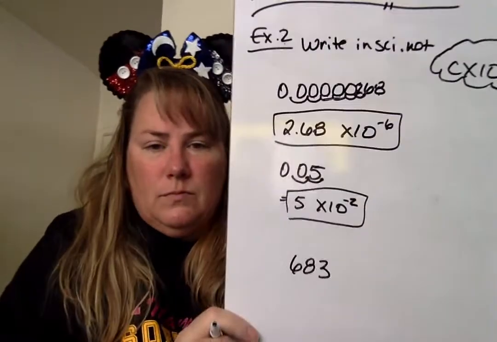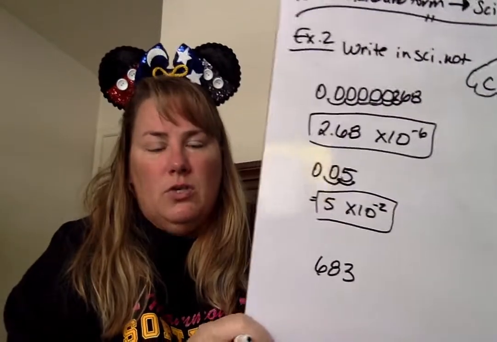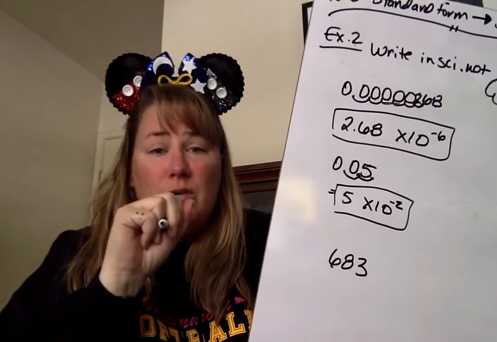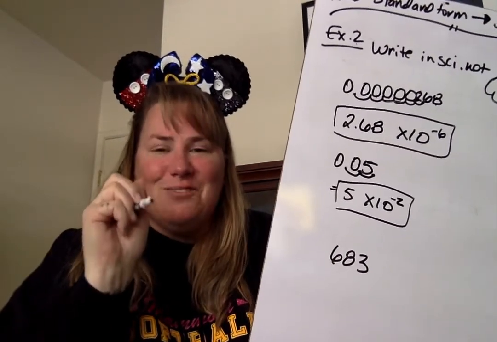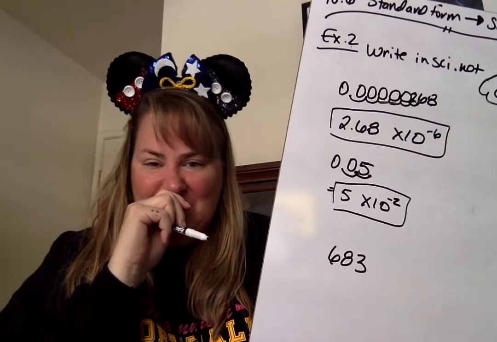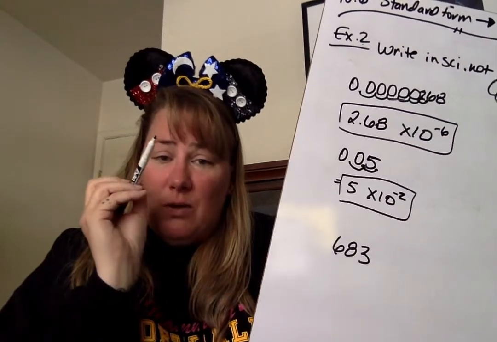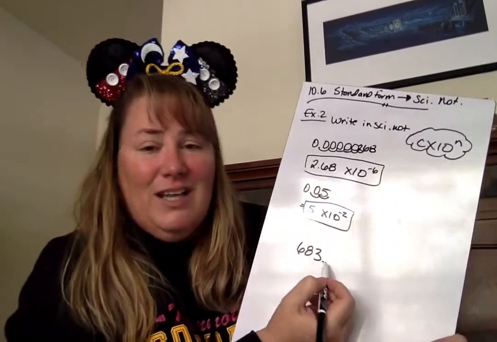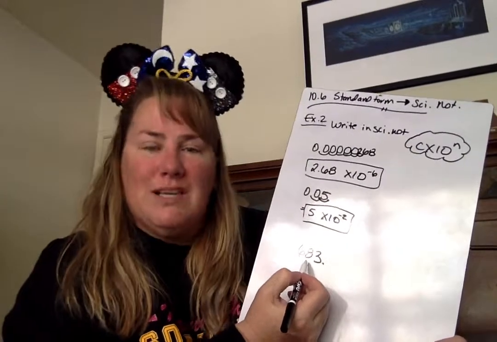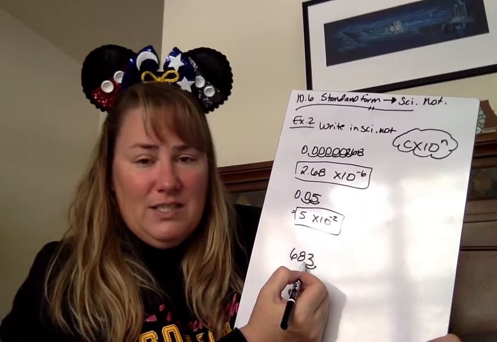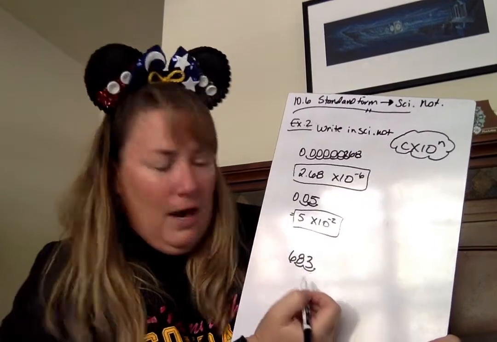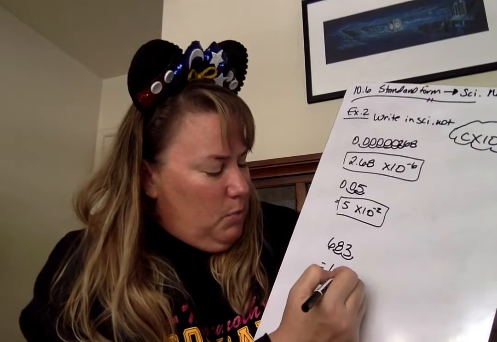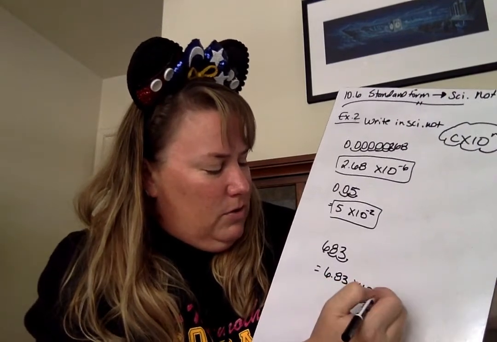683. We'll write that in scientific notation. So the first question you ask, is this number greater than 10? Or is it less than 1, greater than or equal to 0? Since it's greater than 10, that means your power is going to be positive. So you're going to start with your decimal on the right and then move it to the left because we want this number to be less than 10. If I move it just once, I have 68.3. If I move it again, I then have 6.83, which now means this is less than 10. So you have 6.83 times 10 to the second.